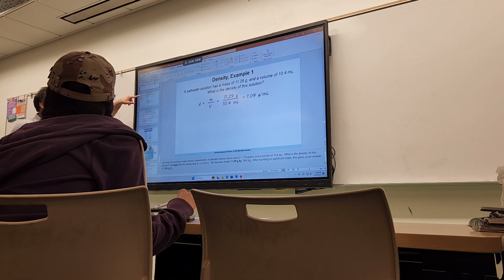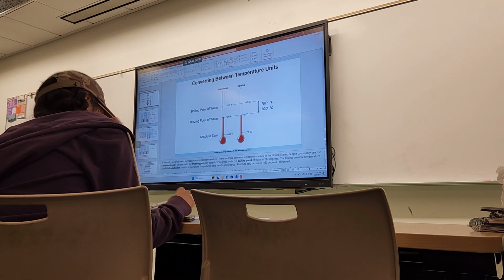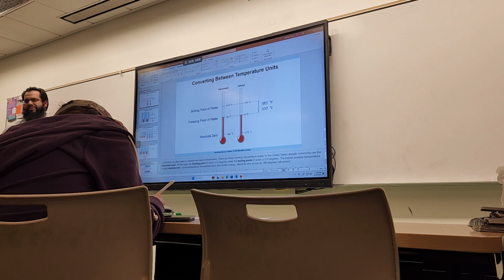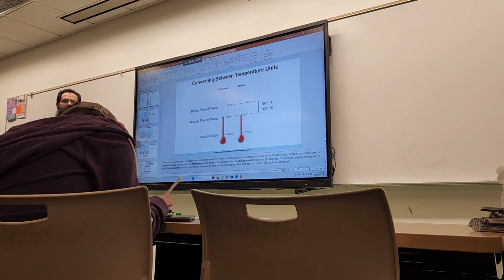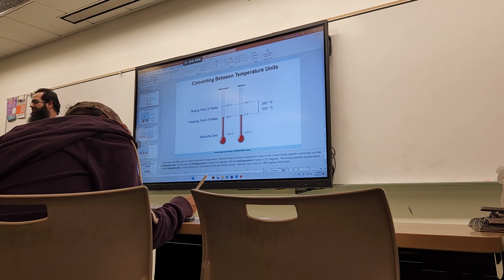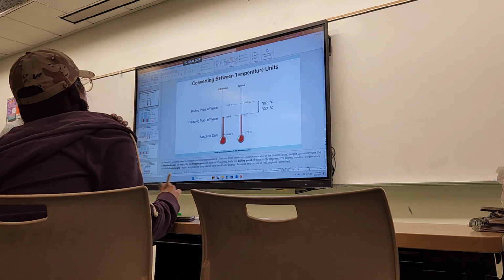Now, density equals mass over volume. I went over a few different ideas about density and conversions for your temperatures. Please make sure you know how to do the conversion for your temperatures. Once again, this is an equation. This will not be provided to you. You are expected to know this as well.